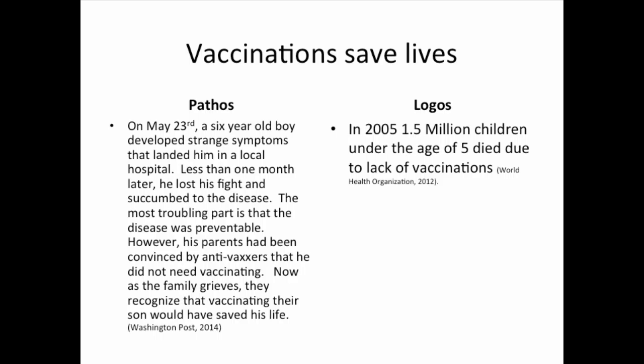So let's just go with logos first, actually. So here we have a statistic. In 2005, 1.5 million children under the age of 5 died due to lack of vaccinations. Now my students will always argue, well, that's emotional. Children are dying. But when I actually give that stat in a presentation, when I write that stat in a paper, it doesn't come across emotional. It comes across more logical, like, wow, 1.5 million children, that's a lot. Like our brain attaches to that component of it.